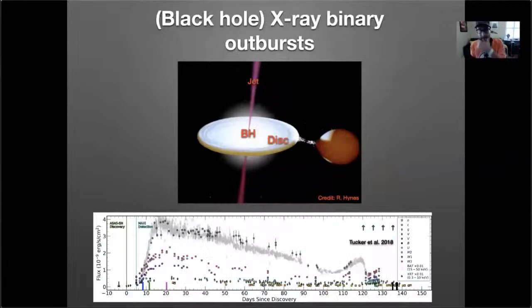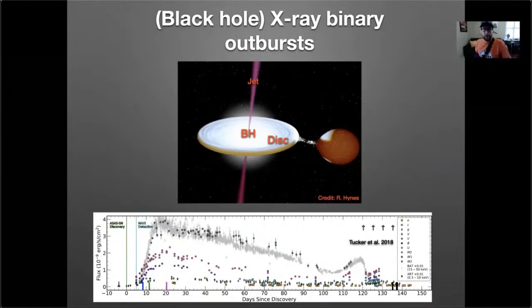So this is the classic picture of a black hole X-ray binary. We have a black hole, which is accreting matter from a low mass companion. And the two components that we're most interested in today in the context of this talk are the disk and the jet, which are both labeled in the above artist's impression.